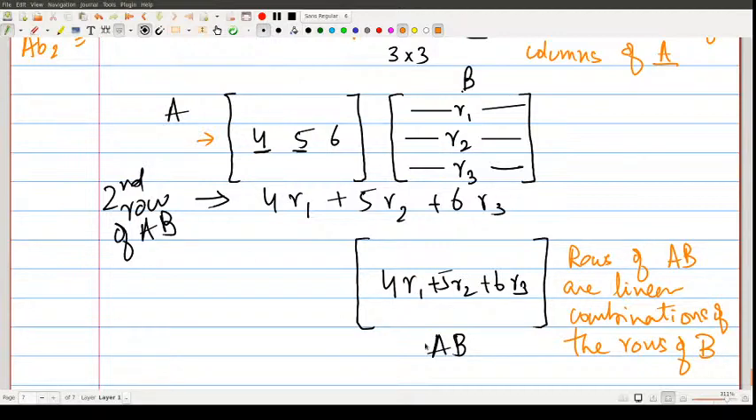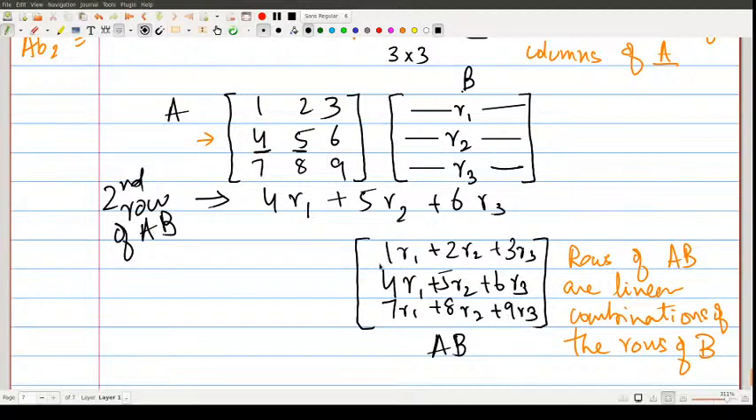Okay, so I can extend that argument. If this row was 1, 2, 3 and this one 7, 8, 9, then the first row was 1 times row 1 plus 2 times row 2 plus 3 times row 3, and this one would have been 7 times row 1 plus 8 times row 2 plus 9 times row 3. So these are just rows of AB.